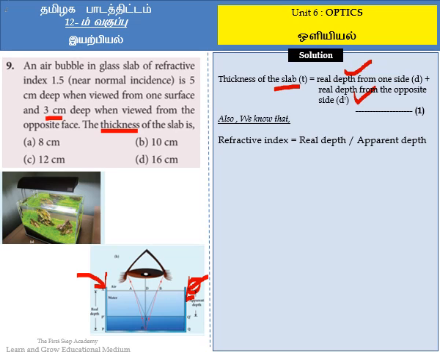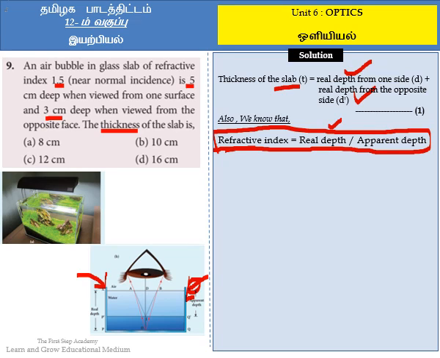We know the refractive index can be expressed as real depth divided by apparent depth. Look at the question. They have given a refractive index and they have given an apparent depth from one side as well as the opposite side. So I'm going to find the real depth of the two sides, substitute over here, and calculate the thickness of the slab. So refractive index is equal to real depth divided by apparent depth.